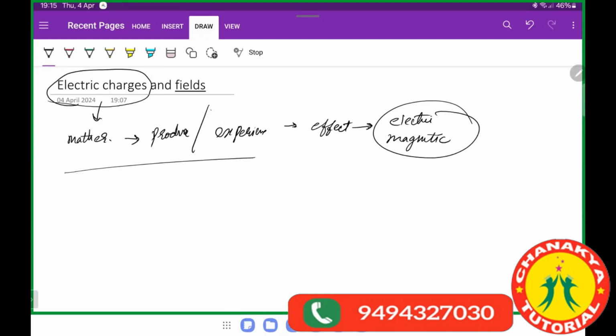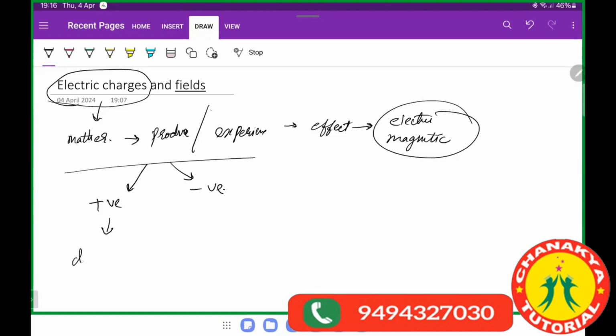So there are two types of charges. One is positive, one is negative. Now, when can we say it is positive, and when negative? When a neutral atom gains electrons, it's negative, and when it loses electrons, it's positive. So this is a simple way to say it.